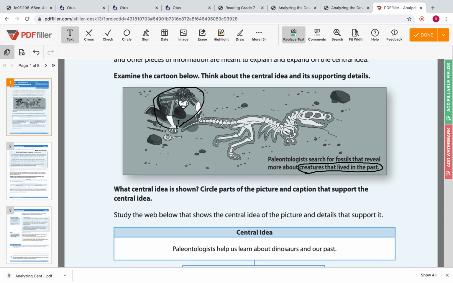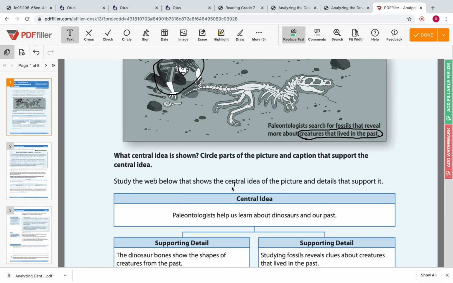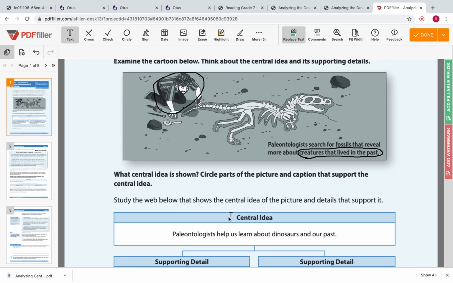So in the picture, I'm going to circle this guy right here, right? And the caption lets us understand what's going on in the picture. So the caption says paleontologists search for fossils that reveal more about creatures that lived in the past. So let's circle creatures that lived in the past. So based on this cartoon and what we see in both the picture and the caption, we can determine that the central idea of this cartoon is that paleontologists help us learn about dinosaurs and our past.